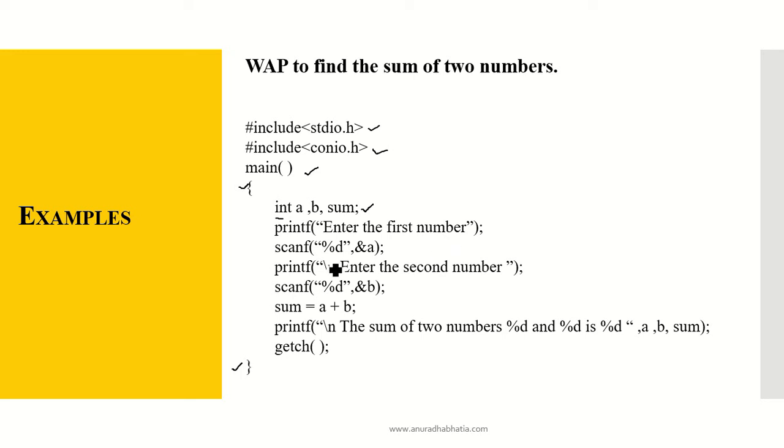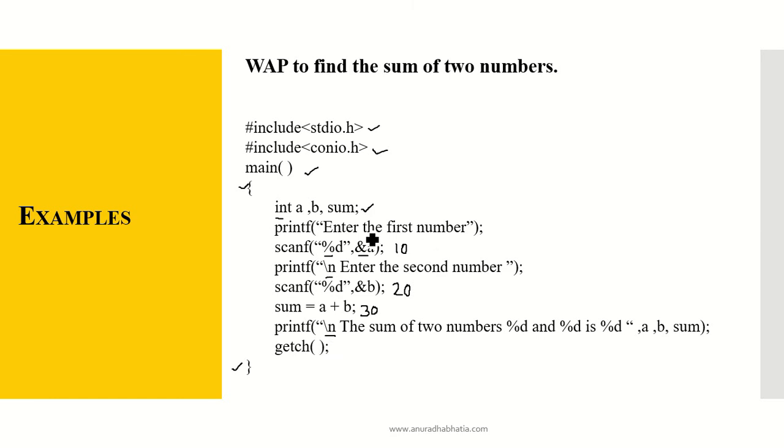Enter the first number, %d, &a. So I scan the first number a, and its value will be stored at the address of a. Suppose we've entered the value 10. Enter the second number, and say we've entered the value 20. Now sum is equal to a plus b, so 10 plus 20 is 30, so sum will have the value 30. printf \n. Now this stands for go to the next line. This is a special character \n which is used to move to the next line.